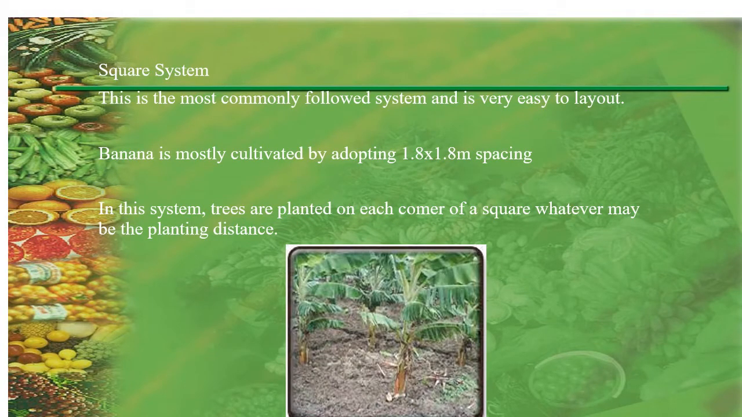Square system. This is the most commonly followed system and is very easy to lay out. Banana is mostly cultivated by adopting 1.8 by 1.8 meter spacing. In this system, trees are planted on each corner of a square, whatever may be the planting distance.